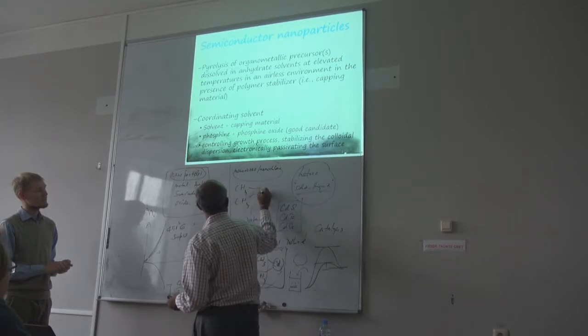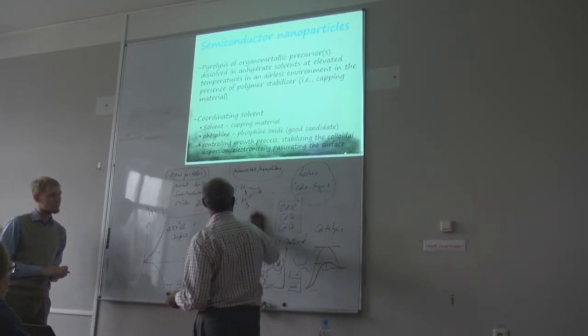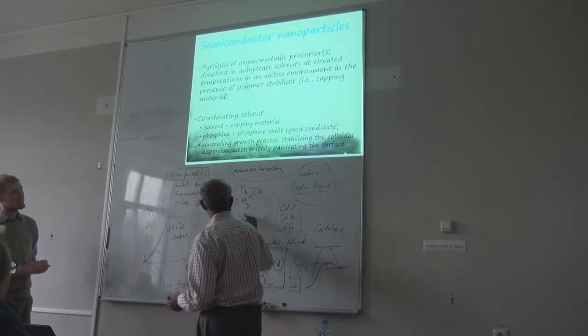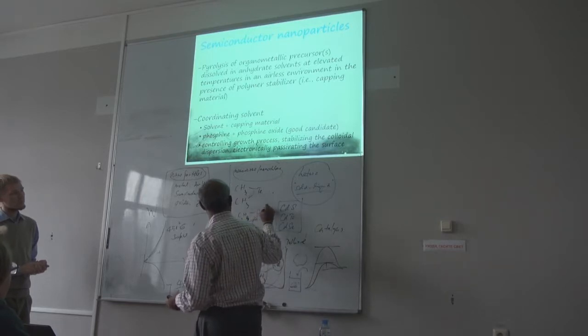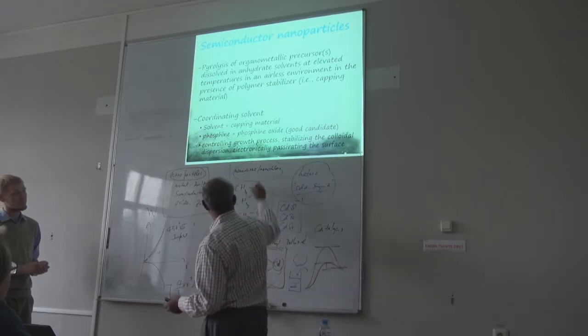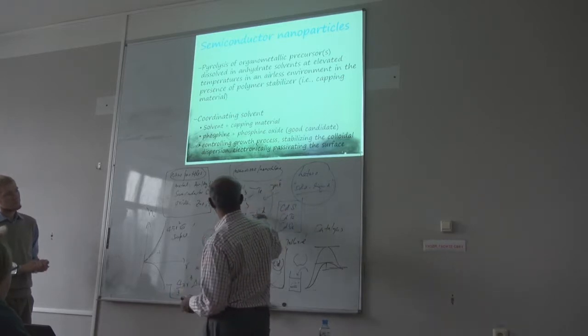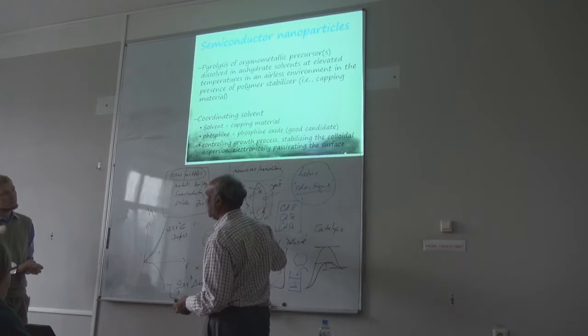So maybe telluride. Even this one you can have, right? C2H5 with cadmium. When you dissolve this in, say, DMF or something, then you can make cadmium telluride.